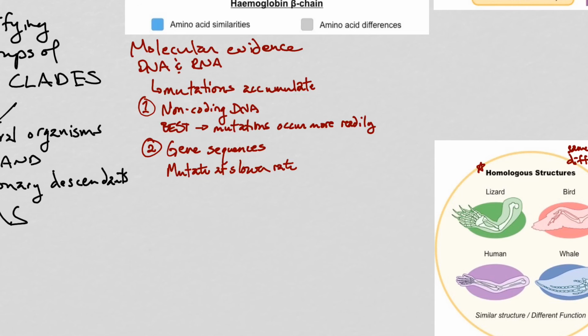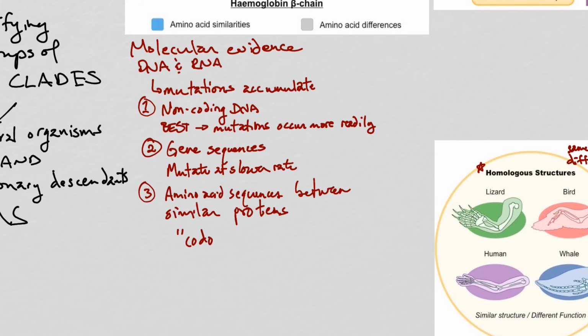Okay, so finally, and this is not DNA, but it's close to DNA, and we use DNA to make proteins. Remember, proteins are made of amino acids, so we can compare amino acid sequences between similar proteins to determine how closely related things are. Now, these have the slowest rate of change because of something called codon degeneracy.